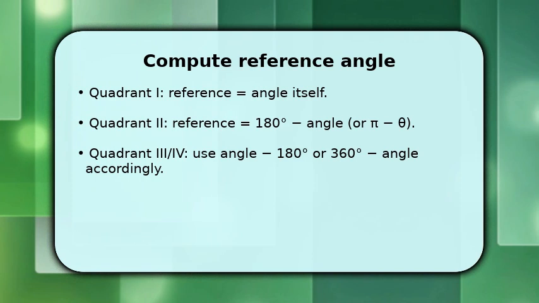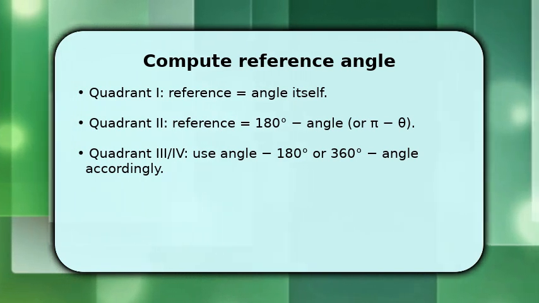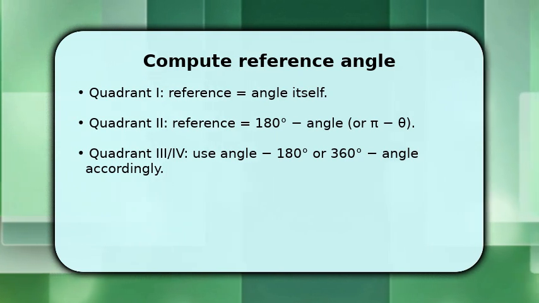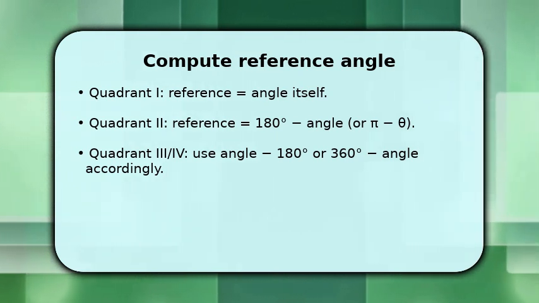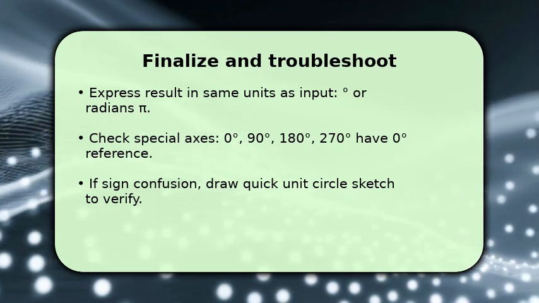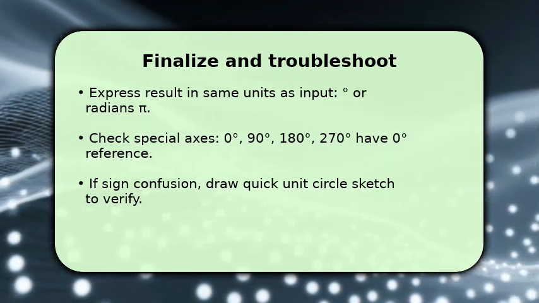In quadrant Roman 3, subtract 180 degrees to measure back to the x-axis. In quadrant Roman 4, subtract the angle from 360 degrees. These adjustments ensure you finish by writing the reference angle in the same units you started with. Do not mix degrees and radians.